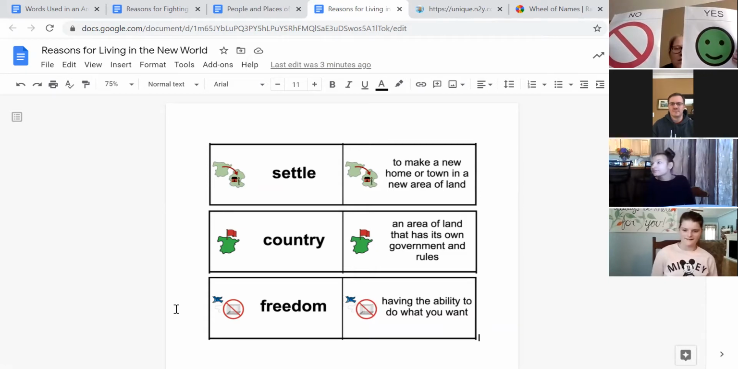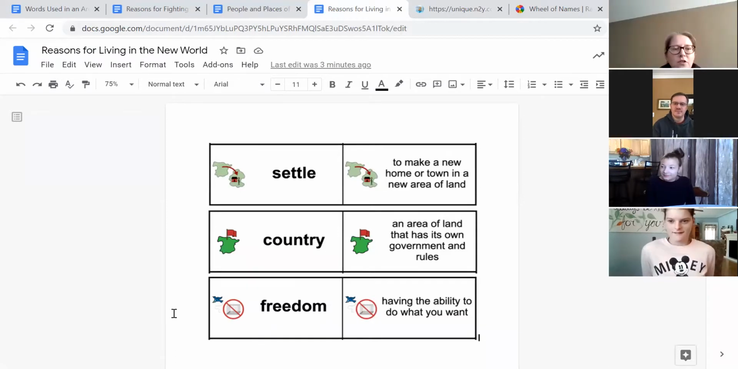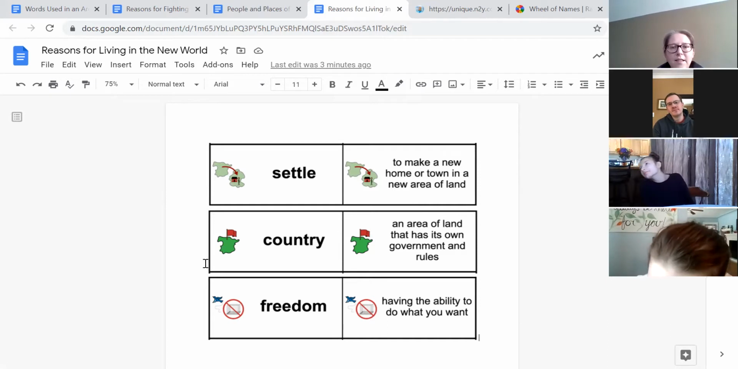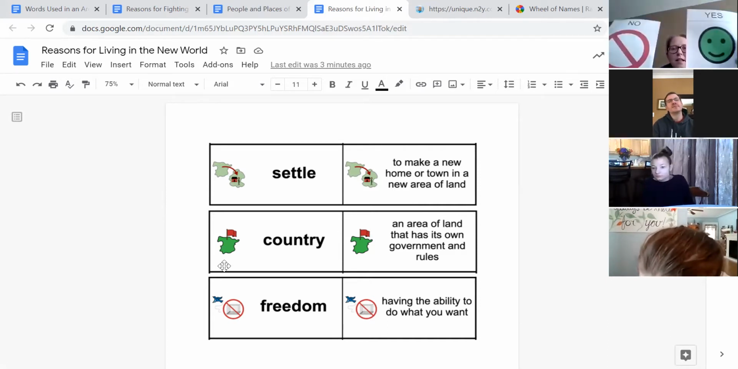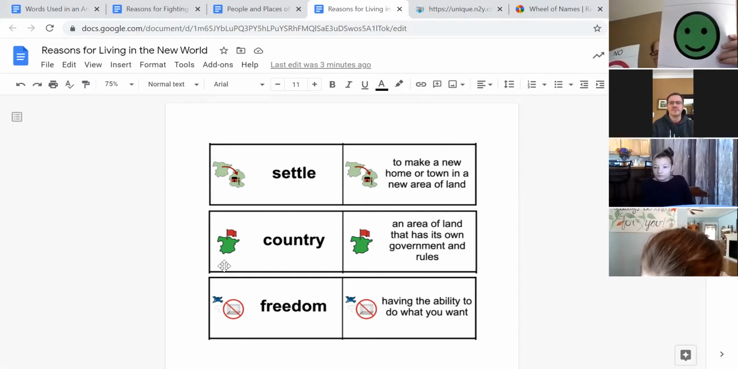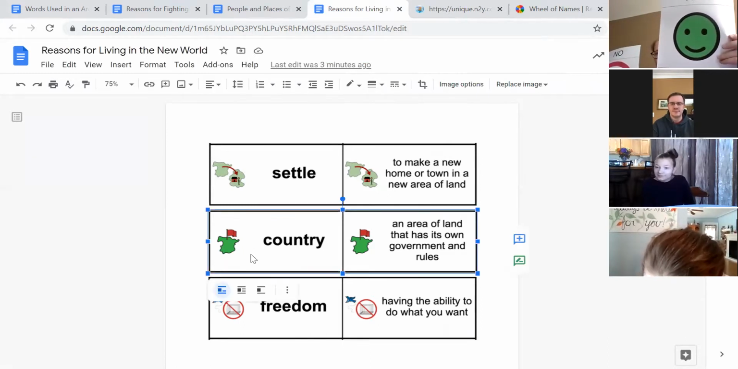No. A no. The next choice is country. It's talking about an area of land. Is that what our clue was? Does that match? Yes. Yes, it does. That's the right answer.